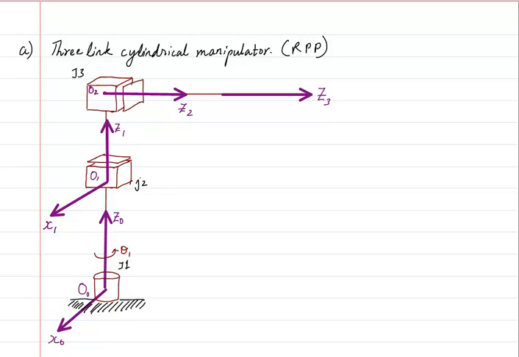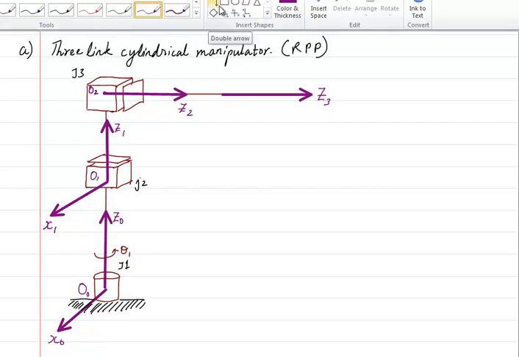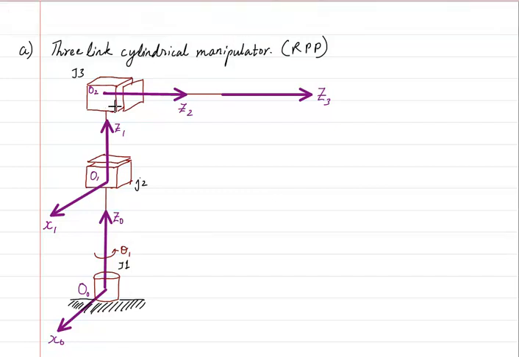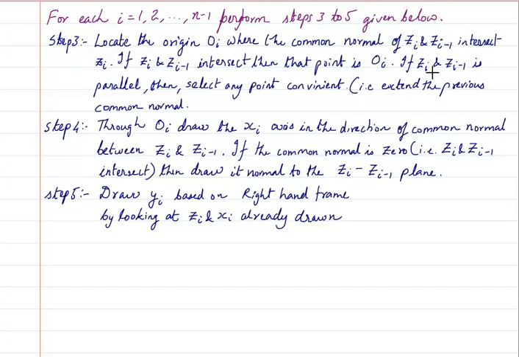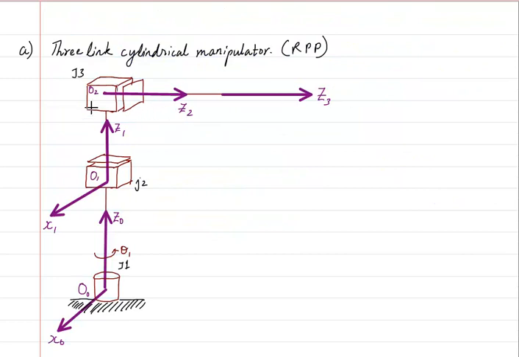That is the origin of the Z2 frame. And let me draw the x-axis. Now the x-axis is going to be, if you look at the rules, they say that if Zi minus 1 is parallel, then select any point convenient, that is extend the previous common normal. There is no previous common normal because all the previous common normal is based on the previous axis. So here I am going to draw it in the same direction as the previous axis.